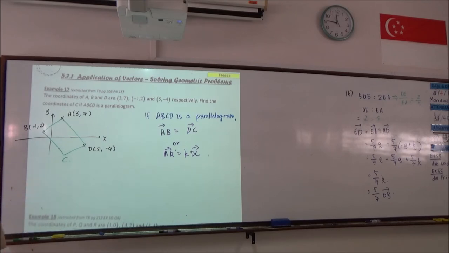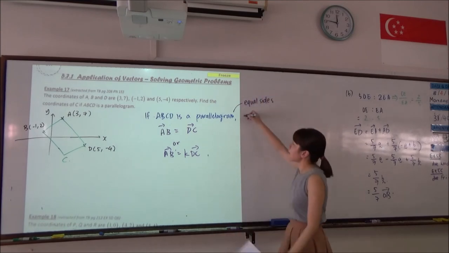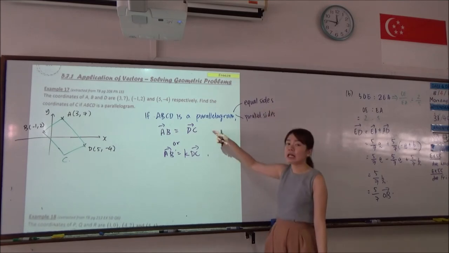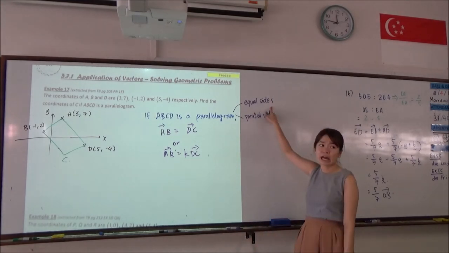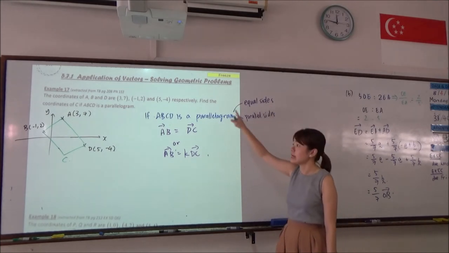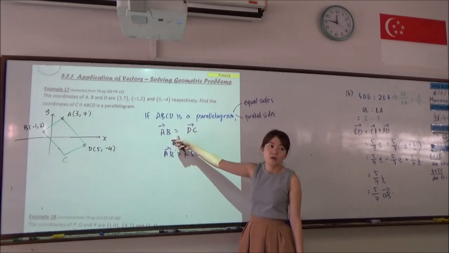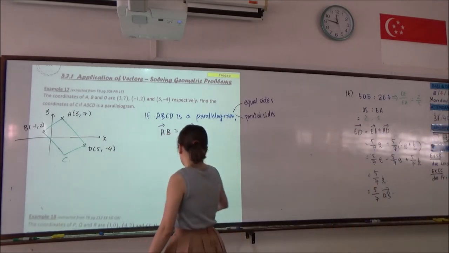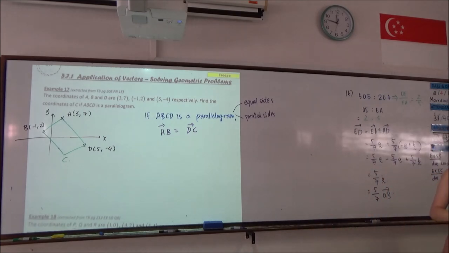Okay. What is the property of parallelogram? Equal sides. And what else? Parallel, right? So if they are parallel, we know that they must be scalar multiples of each other. But for a parallelogram, we know that they are of equal sides as well. That would mean that they must be exactly the same vector, because exactly equal vectors will give you the same magnitude. So for a parallelogram, we should be able to deduce that the two vectors will have to be equal to each other. It does not have to just be a scalar multiple.